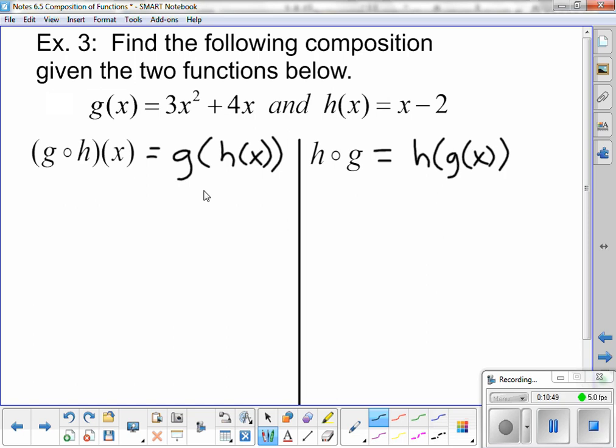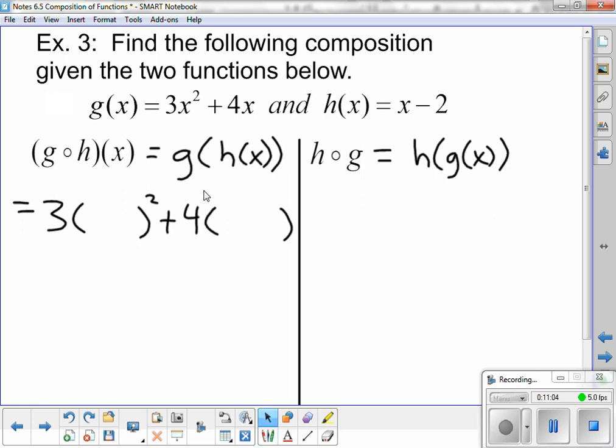Right, now you just do the same thing that you've been doing. So g of h of x means that you're going to write your g function, which is 3x squared, so 3 blank squared, plus 4x, so 4 blank. That's my g function with blank spots put in. Now within those blank spots, I'm going to put h of x, which is x minus 2.